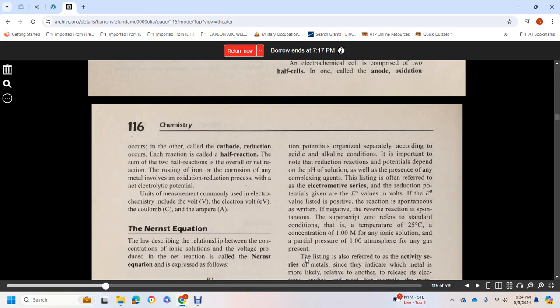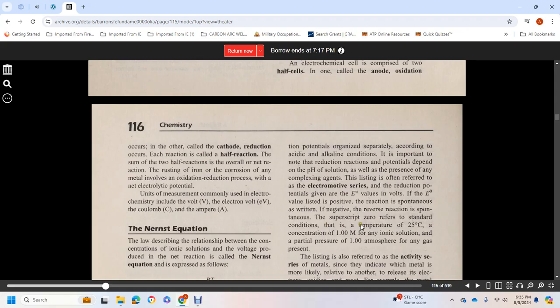Potentials to oxidize are organized separately according to acidic and alkaline conditions. An important note: the reduction reaction potential depends on the pH of the solution as well as the complexing agents present. The listing is often referred to as the electromotive series. The reduction potential is given in volts, and the values are listed as positive if the reaction is spontaneous as written. If negative, the reverse reaction is spontaneous.